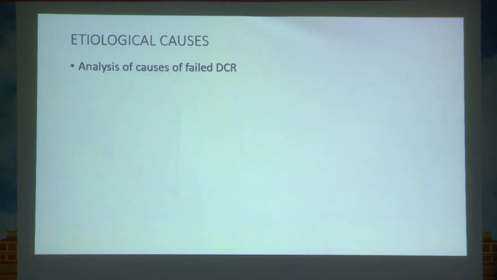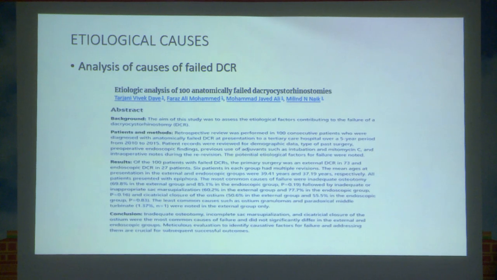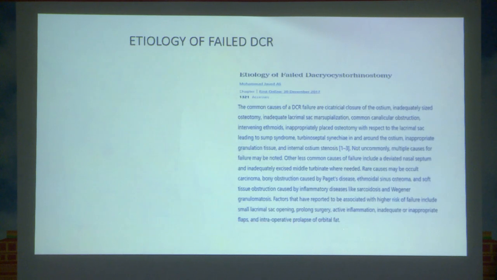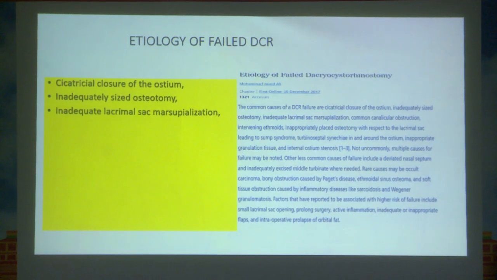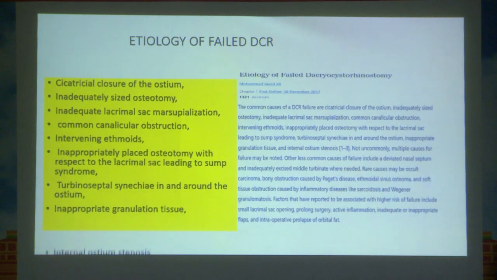Particularly on analysis, what are the causes of failed DCR? Based on the published literature, the failure was mostly due to an inadequate ostium, incomplete sac marsupialization, and cicatricial closure of the ostium. And there is a long list of etiologies of failure. We have to know all the causes of failure.